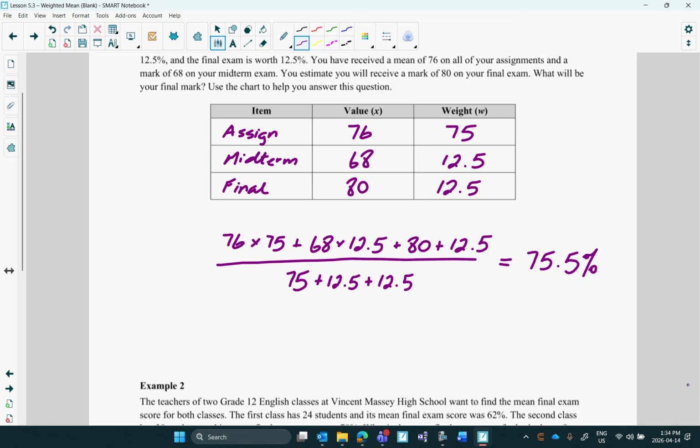Which makes sense because your assignments, which are the majority of the course, you got 76. The midterm, which was lower, brought it down a little bit, but the final brought it back up a little bit. So you should be somewhere around 76, and we see that we are. Okay.